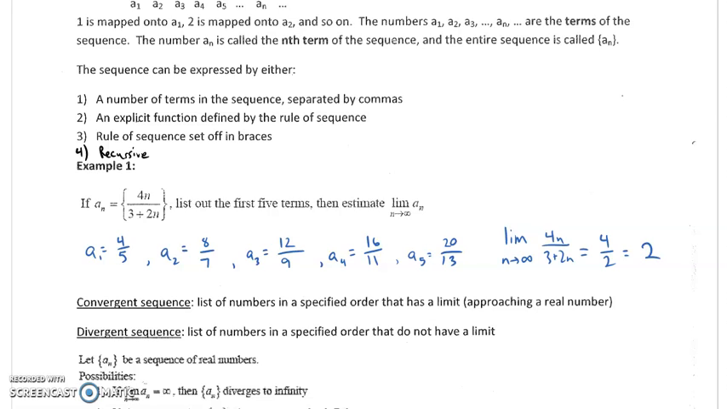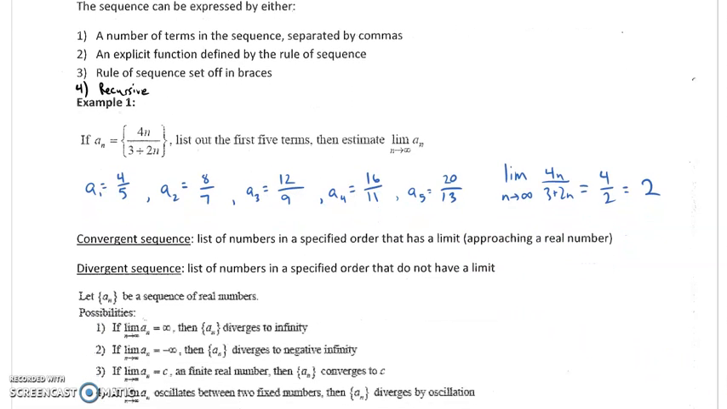So we say the sequence converges if the limit as n approaches infinity is a real number. For example, 2, like we just got. If the limit does not exist, then we say the sequence diverges. Now, just a quick reminder of ways that limits may not exist. The limit may approach infinity, in which case we would say the sequence diverges to infinity. The limit may approach negative infinity, in which case we would say the sequence approaches negative infinity.